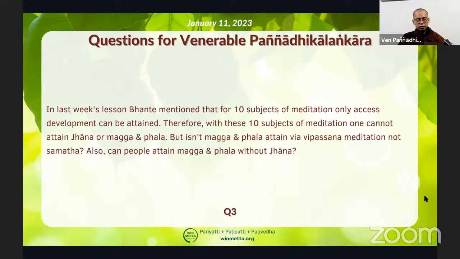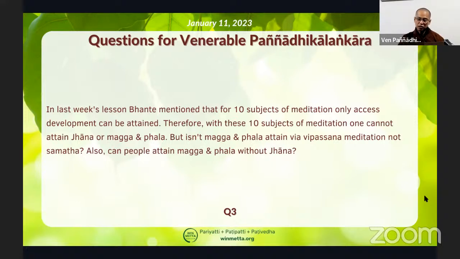So if the level of concentration just reaches the upacara level, it is upacara development only, not appana. So by practicing any of these 10, one cannot get the concentration of appana. Lacking the concentration of appana, we cannot continue to the attainment of magga or phala as well. Right? So to attain magga or phala, he needs the factors of samadhi at the appana level.